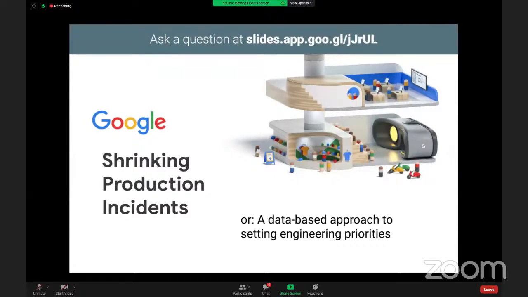Yeah, thank you, Devanshu, for the introduction. And so I'll be talking about shrinking production incidents. In this talk, we'll discuss service outages, how to learn from them, and how to use what you learn to set engineering priorities. Then we will discuss how to approach specific engineering tasks that target reliability weaknesses.